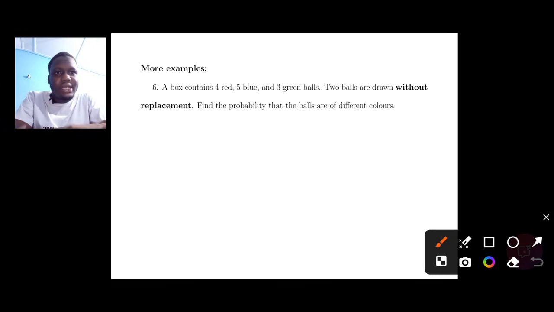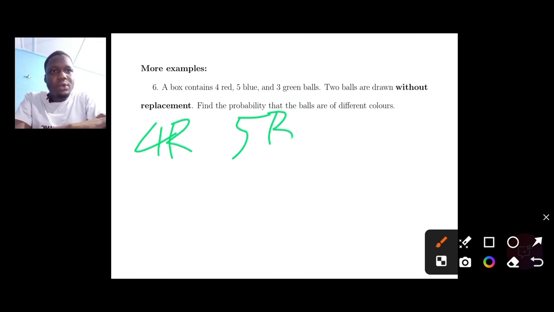A box contains 4 red, 5 blue, and 3 green. 2 balls are drawn without replacement, so when we pick a ball, we don't put it back. Find the probability that the balls are of different colors.